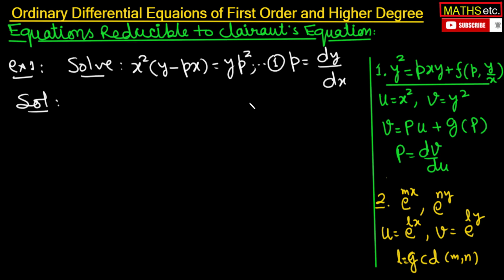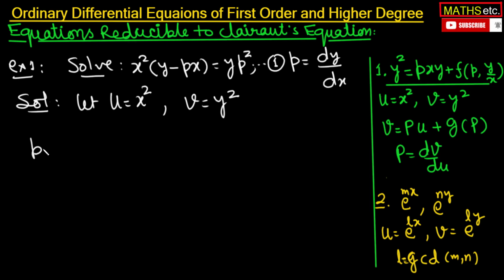So this was just a demonstration that yes, we can take the transformation u equal to x square, v equal to y square. Okay, so going back to our original equation, we substitute: our transformation is let u equal to x square and v equal to y square. It means the dependent variable y will be converted into a new dependent variable v and the independent variable x will be converted into a new independent variable u, right?